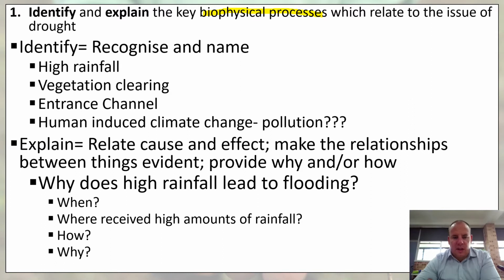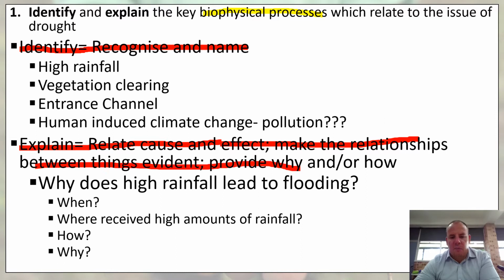So I've got those key words there that you need to be able to understand and use in the question, because otherwise if you don't, you're not going to be able to answer the question. So identify means recognise a name, explain relates cause and effects, make the relationship between things evident, and provide a how and a why. That's the explaining. So everyone will be able to say something like heavy rainfall causes flooding. That's the identified. Explain is then how does it cause flooding. All right, so that's the first question, identify and explain.